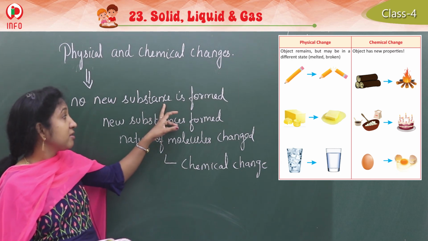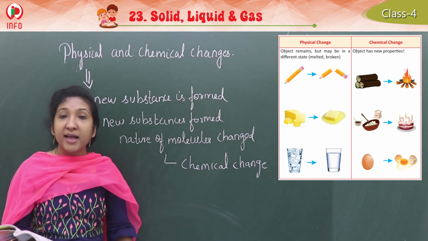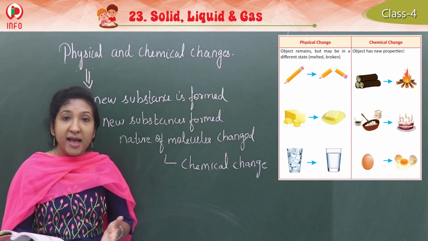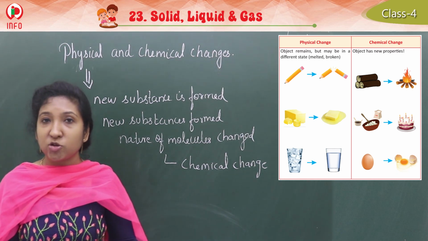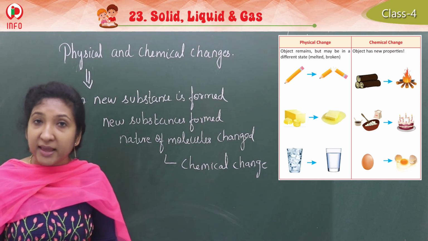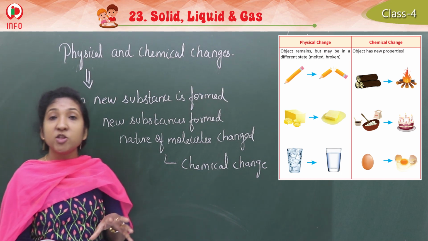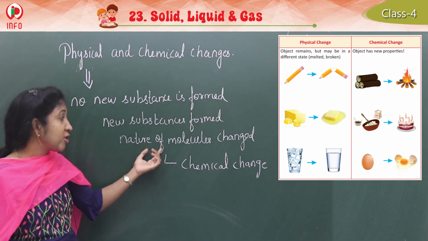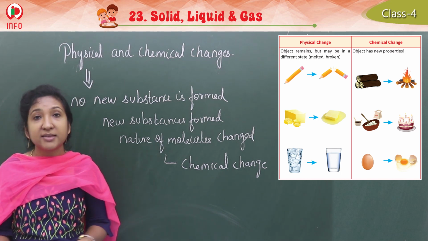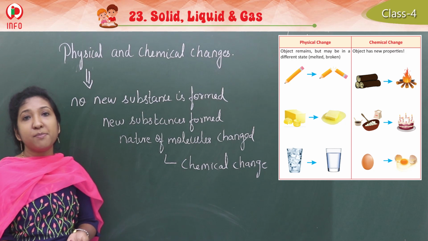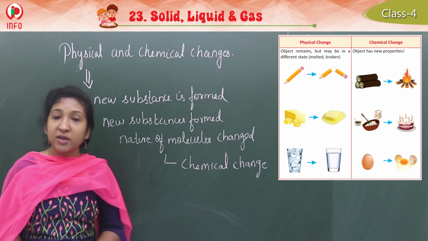So physical change means no new substance is formed. The nature of molecules is the same. For example, breaking a pencil, melting of butter, melting of ice, they are all examples of physical change. The nature of molecules remains the same, no new substance is formed. But in chemical change, new substances are formed or the nature of molecules changes. Burning of wood is an example, rusting of iron is an example, baking a cake is an example. These are all examples of a chemical change. Okay?